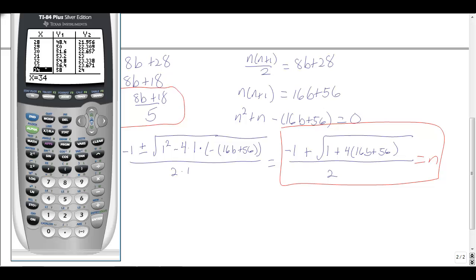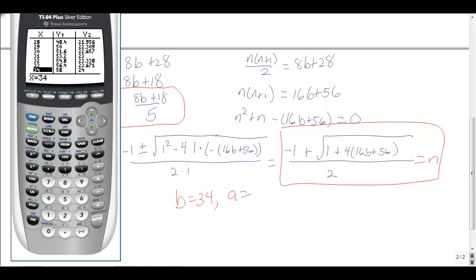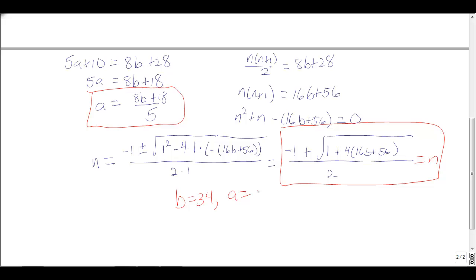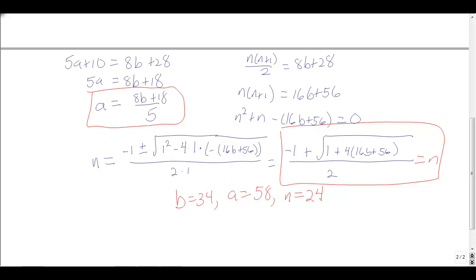And so what we end up with is b equals 34, a is 58, and n is apparently 24. So this should work as our solution.